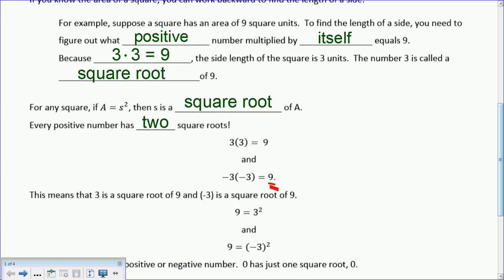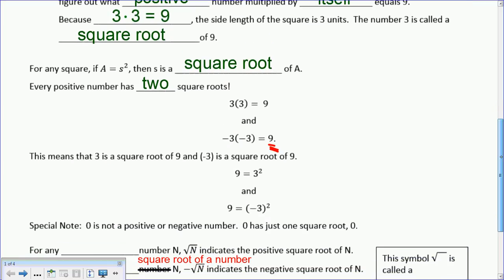So you can almost write this as, for the length of a side, positive with a minus sign underneath it. So the square root of 9 can be positive or negative 3. That's where that plus minus comes into play. So again, the square root of 9 is positive or negative 3, not 3 squared. Okay? Not 3 squared. It's the root number.